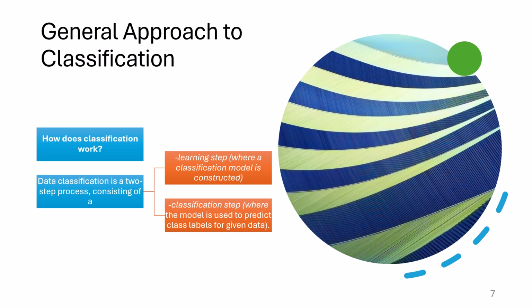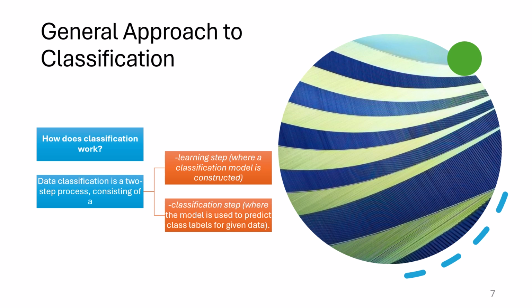Approach to classification. Data classification is a two-step process consisting of a learning step and a classification step, where the model is used to predict the class labels for given data. In the first step, the classifier is built describing a predetermined set of data classes or concepts. This is the learning step, where a classification algorithm builds the classifier by analyzing or learning from a training set made up of database tuples and their associated class labels.